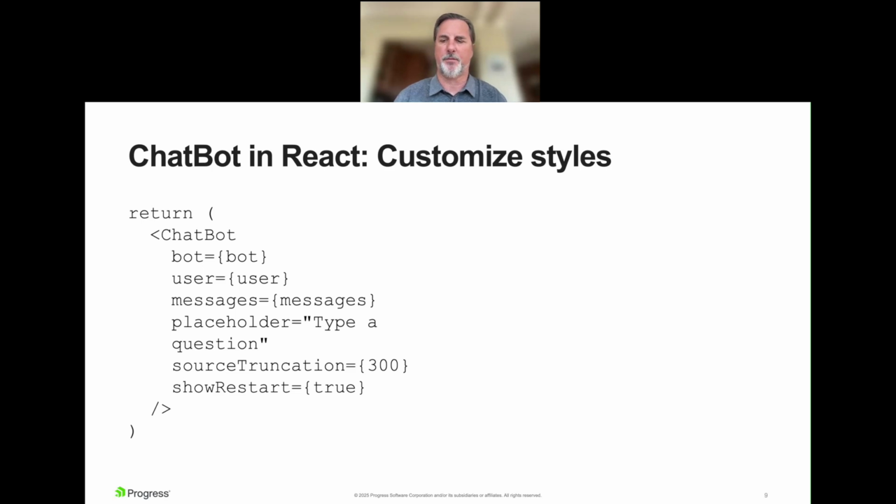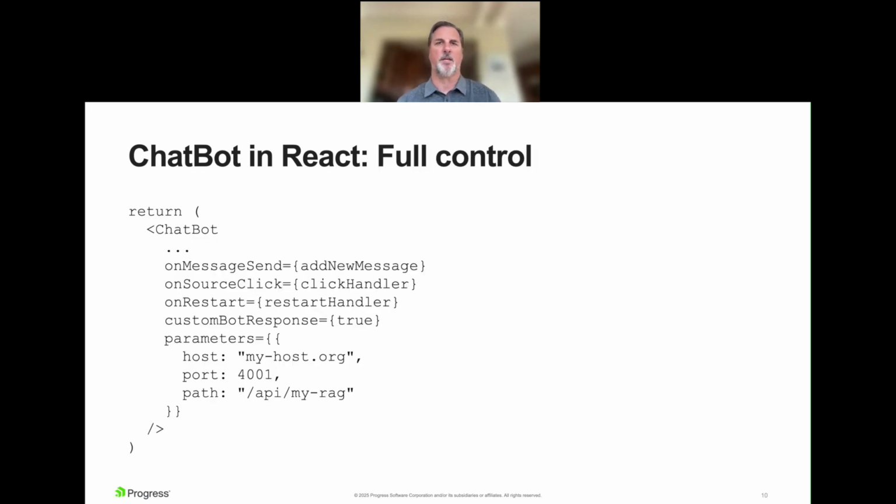The last thing I'll show is, let's say your backend involves different requests and responses. Maybe it's going to a different endpoint. That's no problem, because you basically have full control of what the Fast Chat chatbot is doing if you need that. You can configure the chatbot to access any endpoint with a parameters object, and this will override that provider information that we saw earlier. You can handle message submission with the onMessageSend prop.